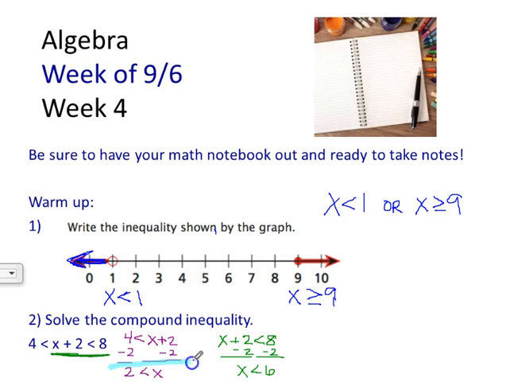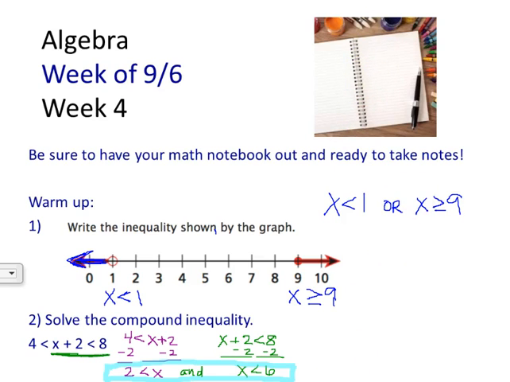Remember, this is my complete answer right here: x is greater than 2, and x is less than 6. So we would say "and" here. These two answers are both going to satisfy that compound inequality.